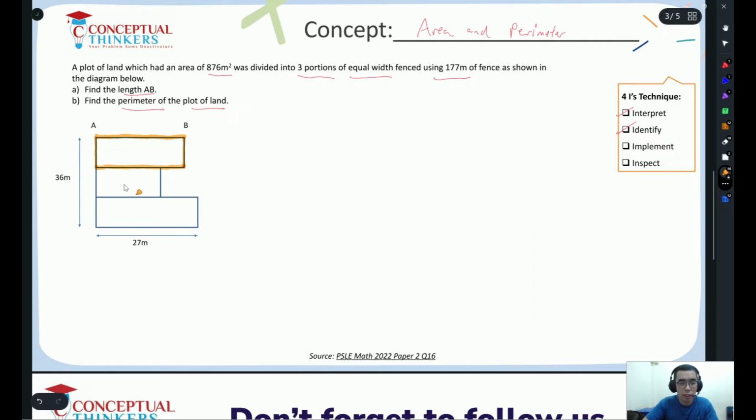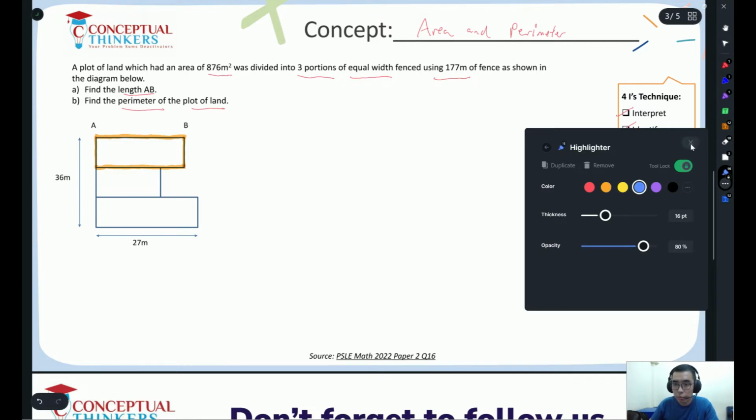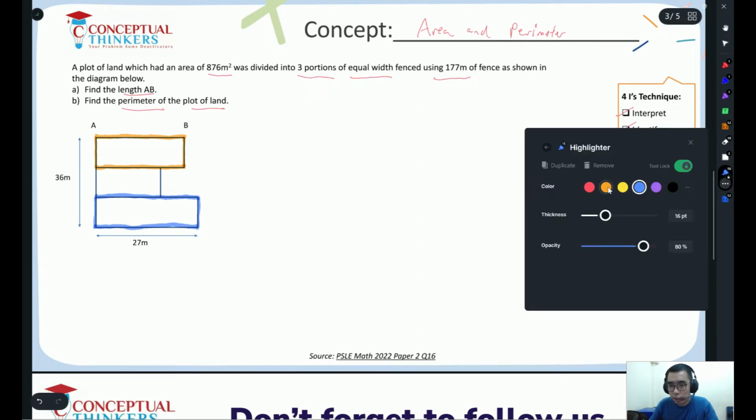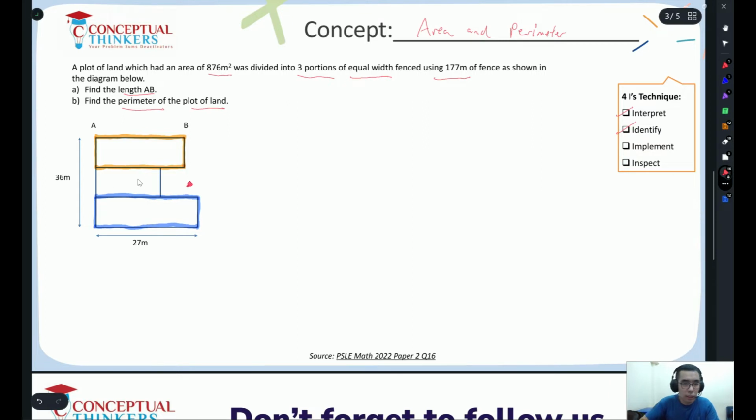Next let's use another color, probably light blue. Let's look at the bottom plot of land. I'm going to have a layer of fence here, then for the breadth, then another for the length, and another layer of fence here. Now let's use the red color. If you need to cordon off the middle plot of land, we don't need to cover this again with a layer of fence. What we need is only these two layers.